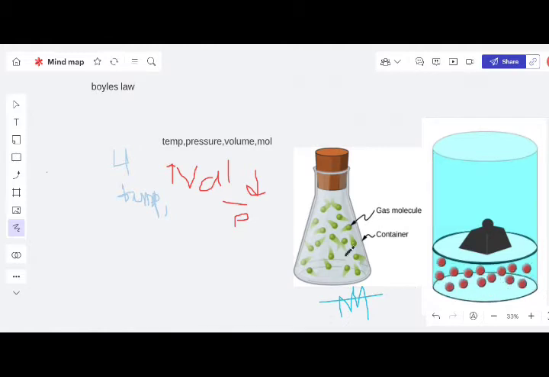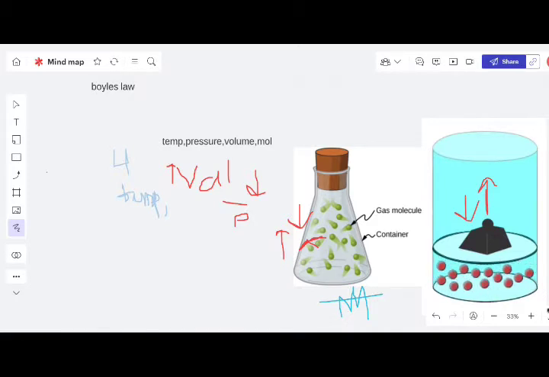For example, these are gas molecules. We have not provided temperature or anything. The gas molecules are spread all over the container, hitting the wall of the container and creating pressure. Here we have a constant number of moles and constant temperature for a while. But if the volume increases, the pressure of the gas molecules decreases. If the volume decreases, the pressure of the gas molecules increases.